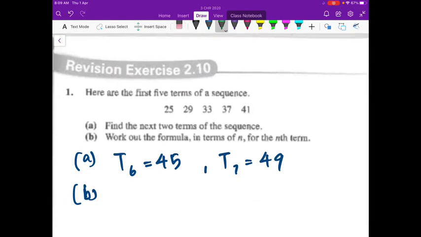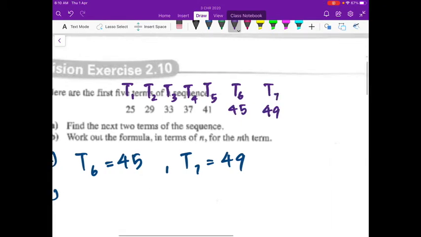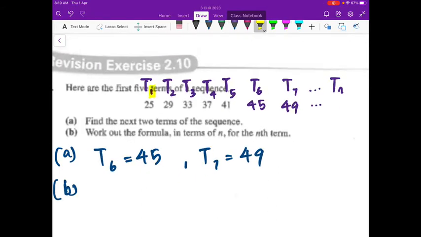Okay, first we need to understand what's happening. This is term number 1, T1. I use another color. This is T1. This is T2, T3, T4, T5. T6 was 45. T7 was 49. What about Tn? In summary, we need to find the relationship between the 1 and the 25.